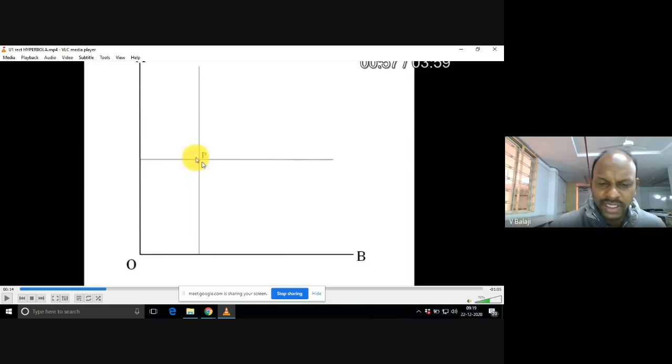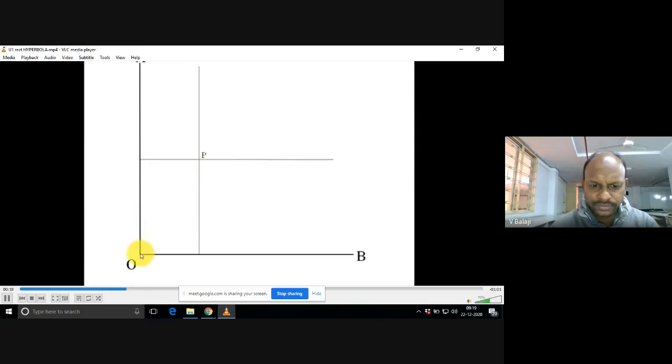In this way, first of all, you need to locate the given point P. What we have to do? We need to draw two lines. One is parallel to OB at a distance of 50 mm. One is parallel to OA at a distance of 30 mm.